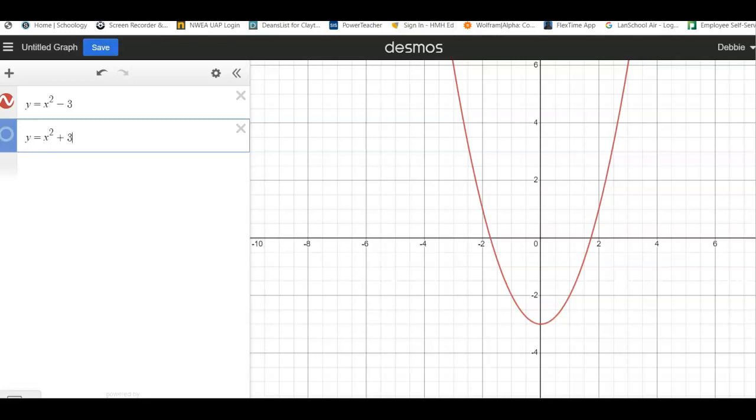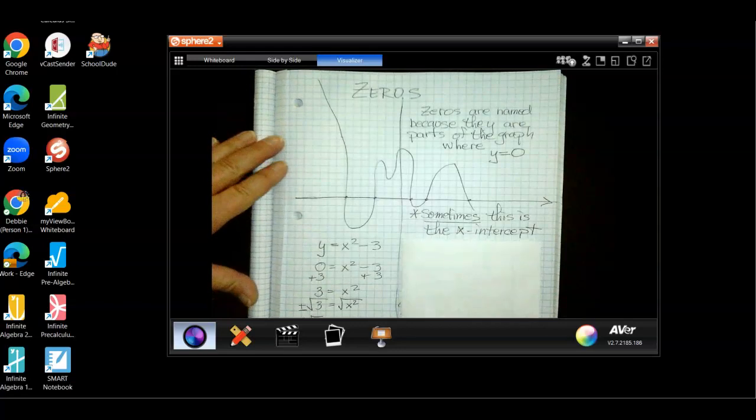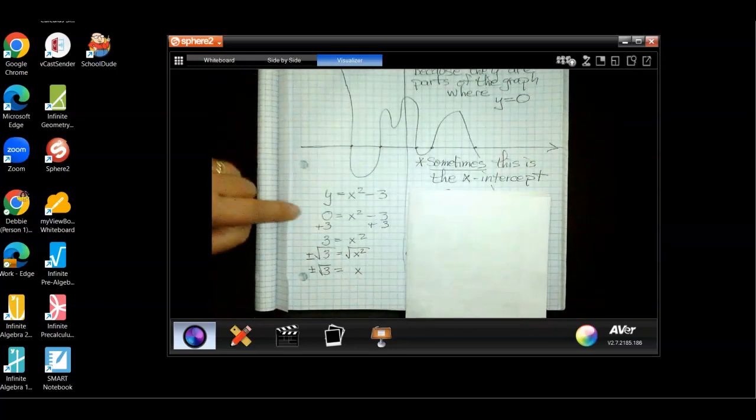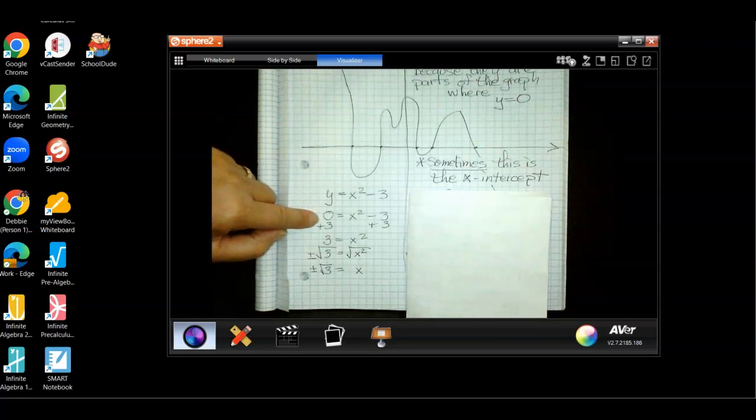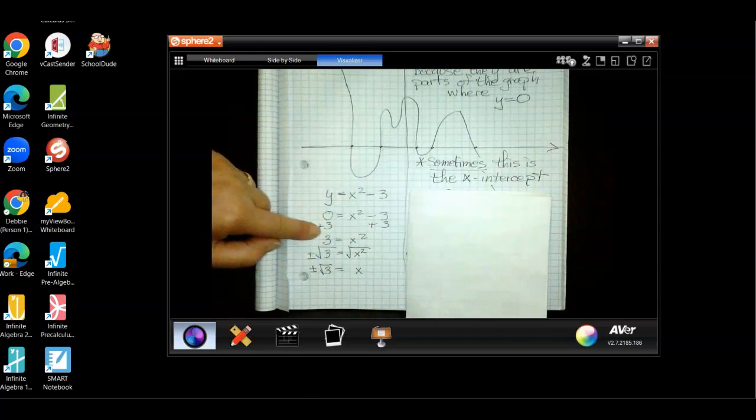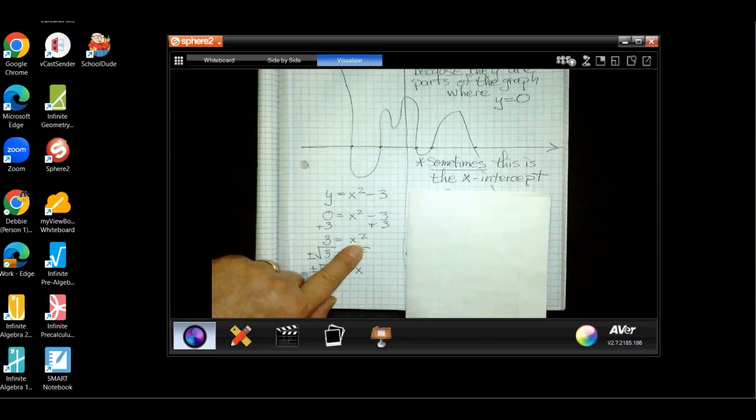Let me see if this will work. Ta-da! Yes, it will. I'm going to show you on the document camera how I solve this problem. So I set the equation equal to 0, because that's what you're supposed to do. I'm looking for the place on the graph where y is equal to 0. So you can see I added 3 to both sides, and that gives me 3 equals x squared.